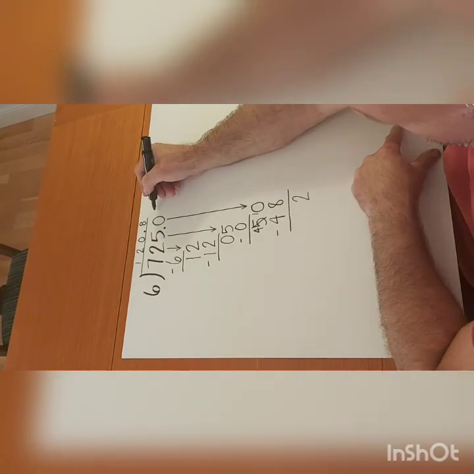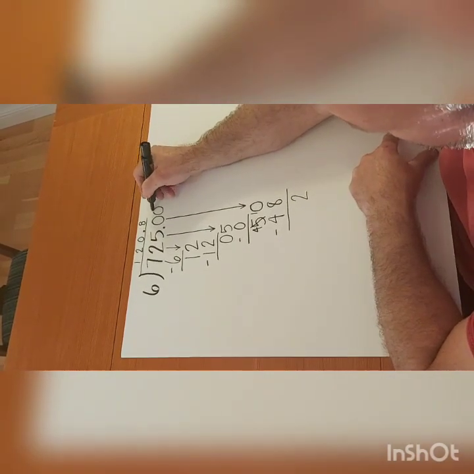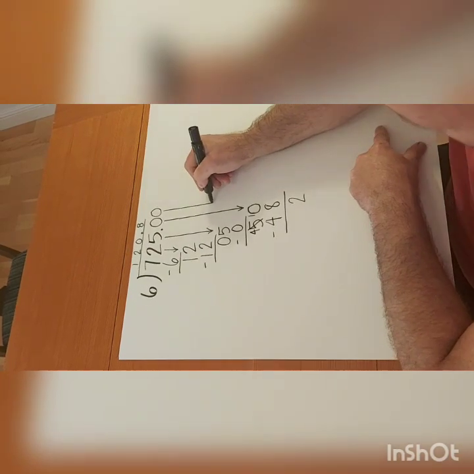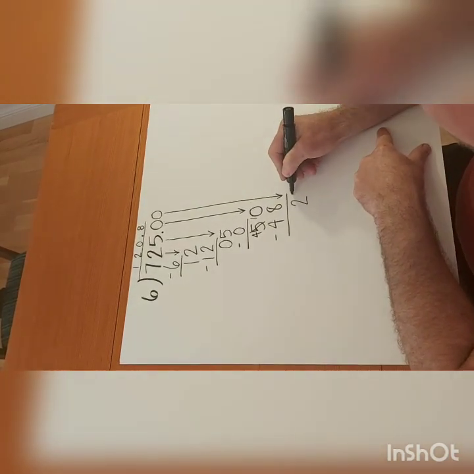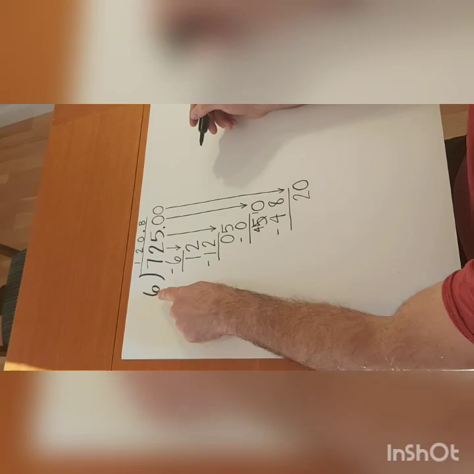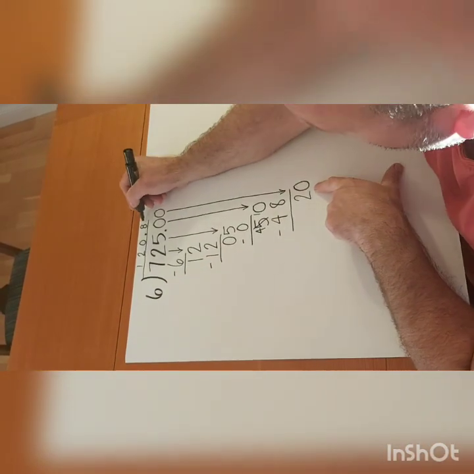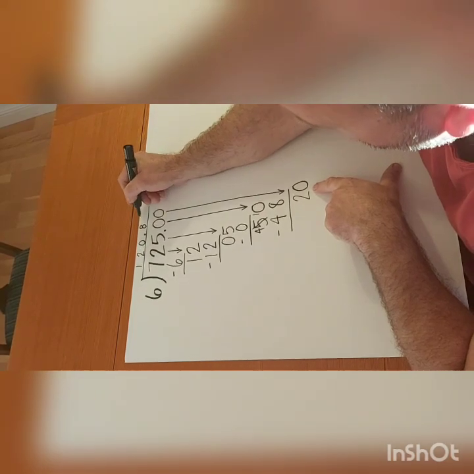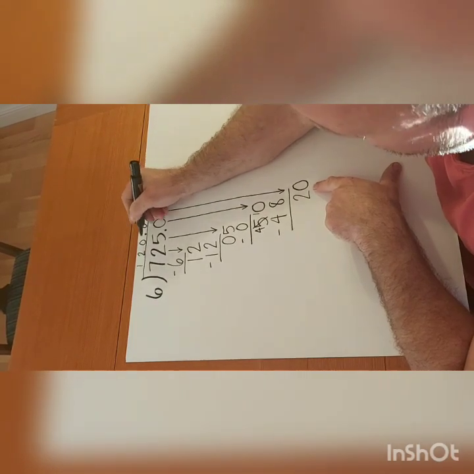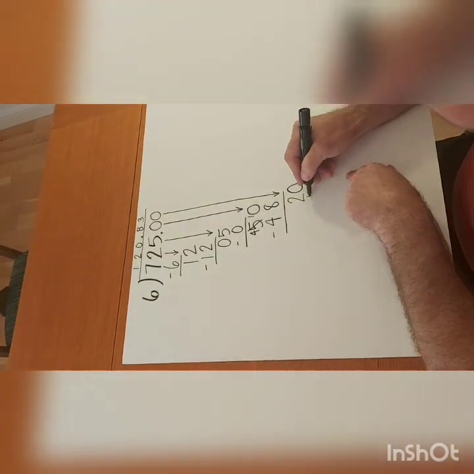I'm going to bring down another 0. So we add a 0 to our dividend. We bring it down, and now I have 20. 6 into 20 goes 3 times. Let me extend this a bit. 3 times 6 is 18.